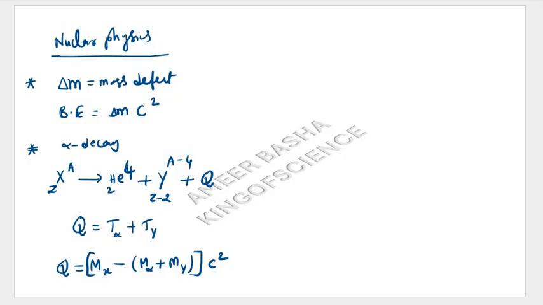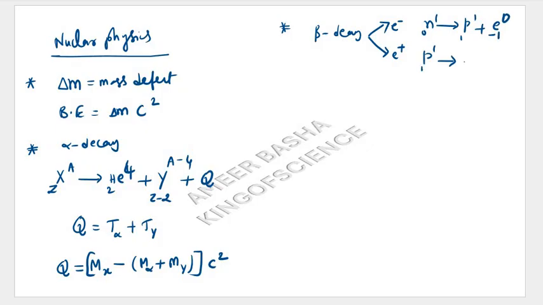Even if you go for the beta decay, in the beta decay there are two decays. One is electron decay, another one is positron decay. In electron decay, a neutron will convert into a proton and an electron inside the nucleus. In the case of positron decay, a proton will become a positron and of course one neutron. So these types of reactions are also important.